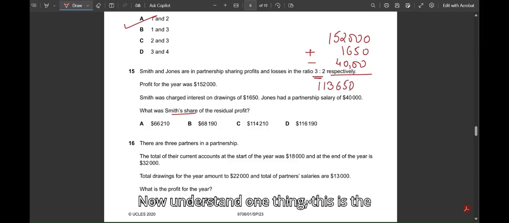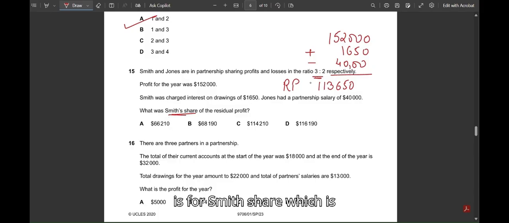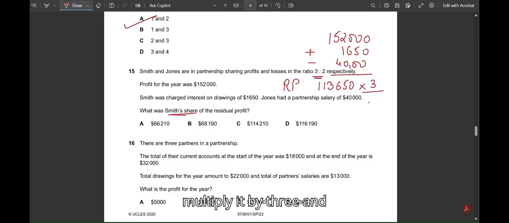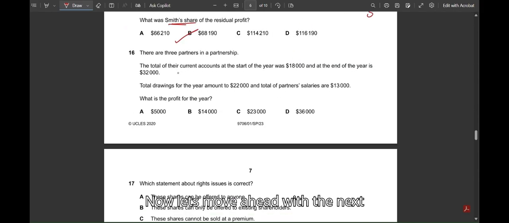Now understand one thing. This is the overall residual profit, but the question is for Smith's share, which is 3 is to 2. So always remember, out of 5 parts, 3 parts belong to Smith. So that's why you will multiply it by 3 and divide it by 5. Divide by 5 into 3 will give you 68,190. So hence B is the right answer. Okay class, clear? Now let's move ahead with the next question. Question number 16.